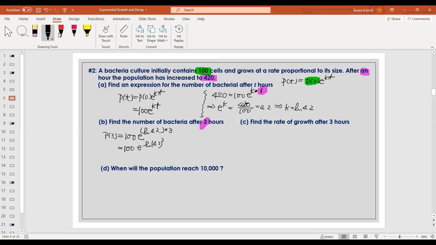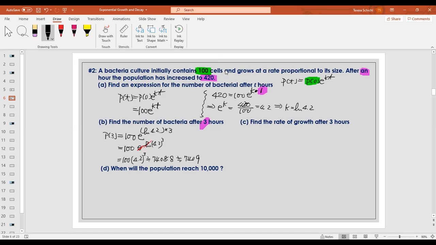And then you see the natural log and the e cancel. So that's why you will have 100 times 4.2 to the 3rd power, correct? Okay, so the answer here is about 7408.8, so it's about 7409. Okay, so that is part B.